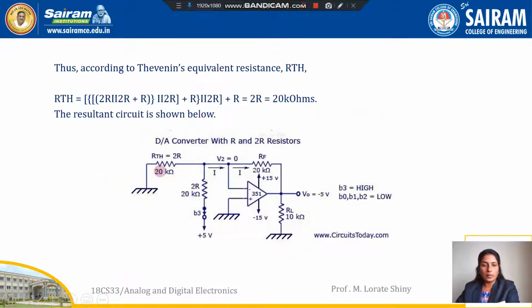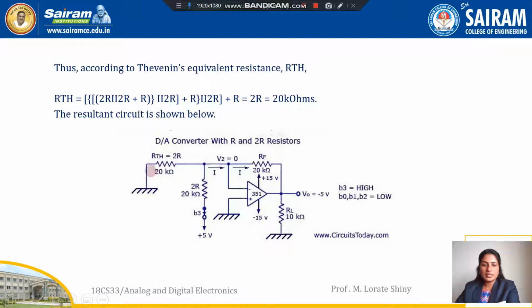So this is the formula. You can see, first 2R parallel to R, plus R. Next, with that, 2R in parallel, plus R. Then with the result, 2R in parallel with R. When I calculate all this, I get 2R as the final result, and 2R is nothing but 20 kilo ohm. So this is the new circuit. Here the Thevenin resistor is used instead of all the R and 2R resistors, and that is nothing but a 20 kilo ohm resistor.